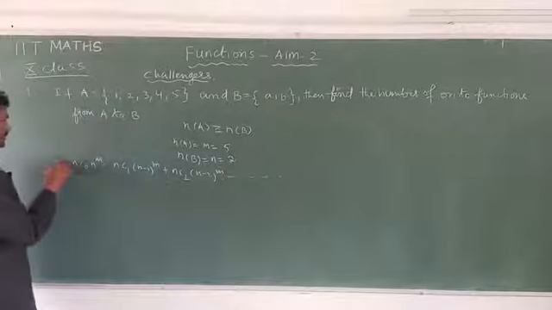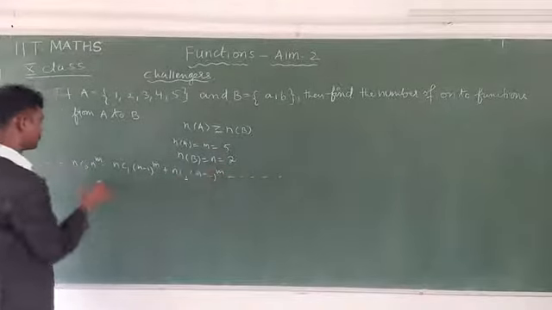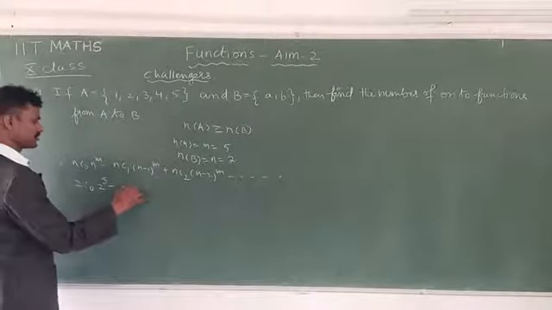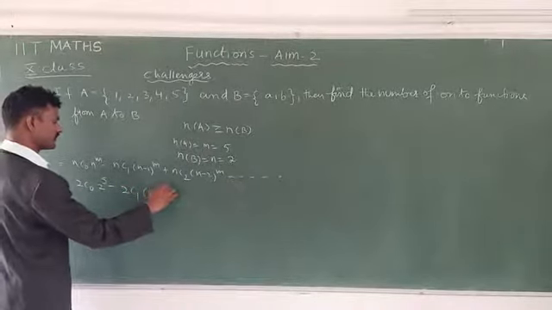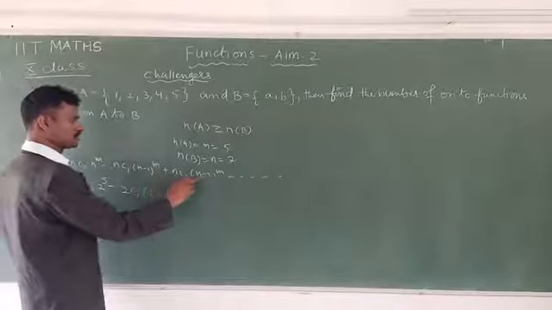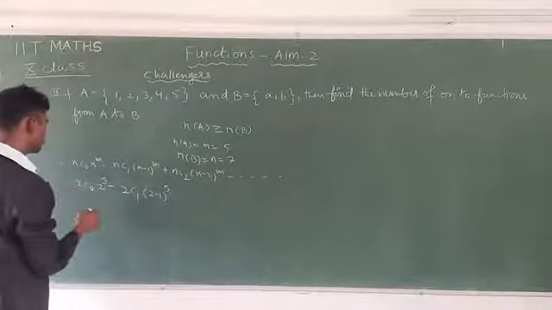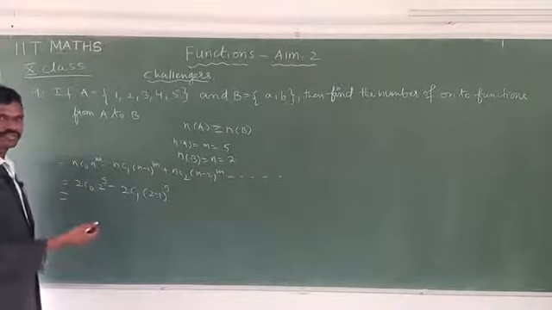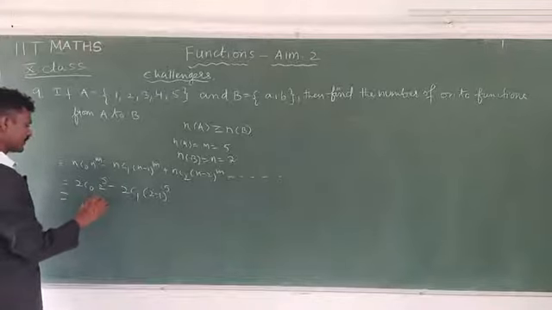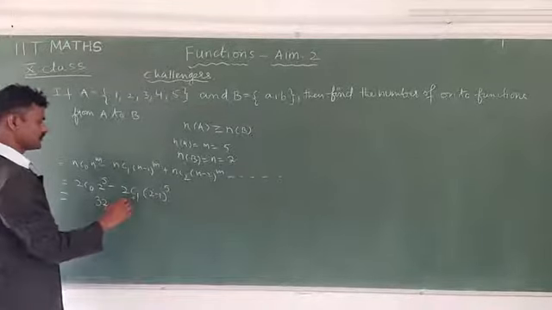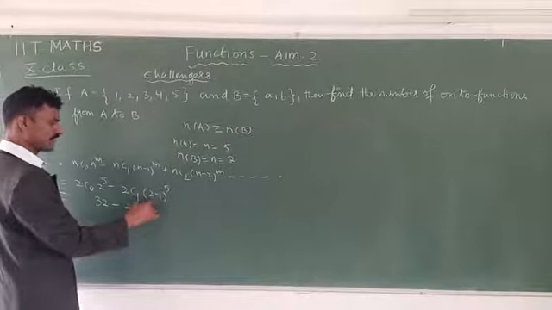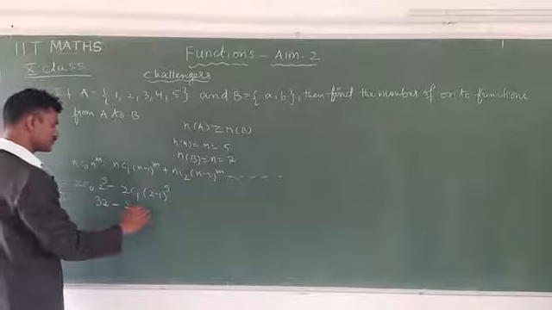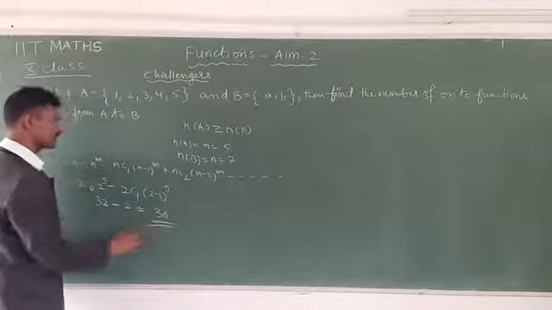Then n here is 2. So 2C0 2^5 minus 2C1 (2 minus 1)^5, next 2C2 (2 minus 2), which means 0, so no need of this one. Now 2C0 means 1, since nC0 is equal to nCn, which is 1. Then 2^5 is 32. 2C1 means 2, into (2 minus 1) is 1, and 1^5 means 1 only. Then you can write 32 minus 2 is equal to 30 onto functions from A to B.